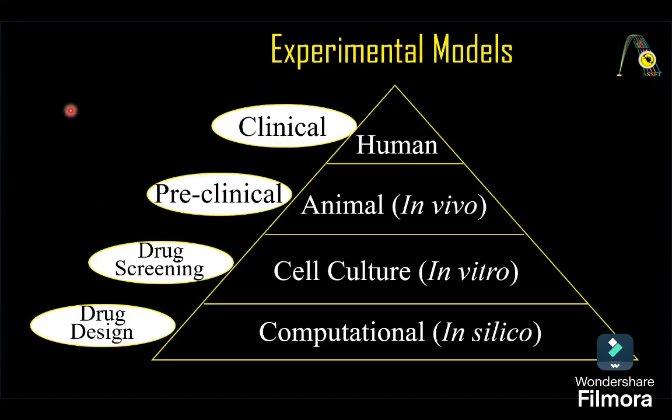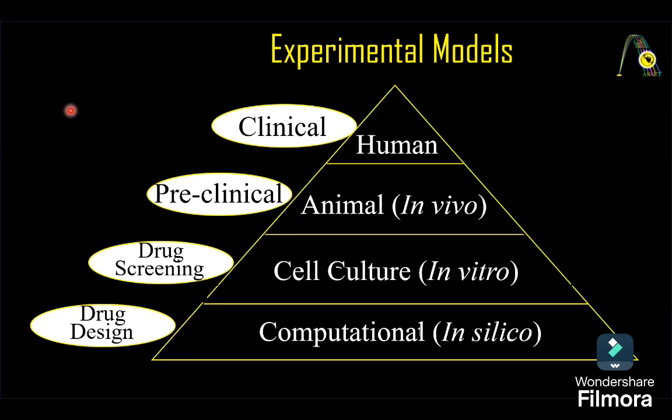Before that, we'll just get into the experimental models that we use for these experimental studies. So when it comes to the drug designing aspect of it, we often utilize computational or in silico methods. In silico basically means in silicon, right? Silicon meaning computers. So it utilizes computational power to aid us in our drug development process, right?